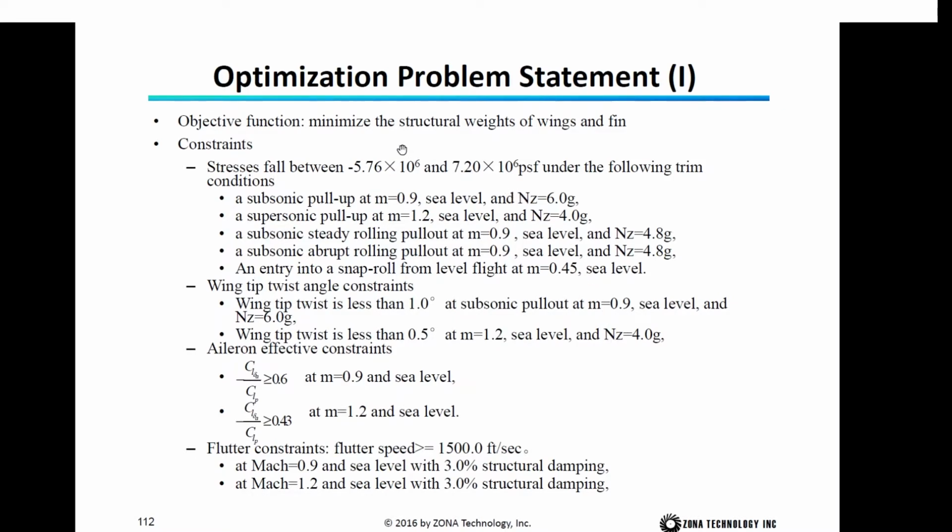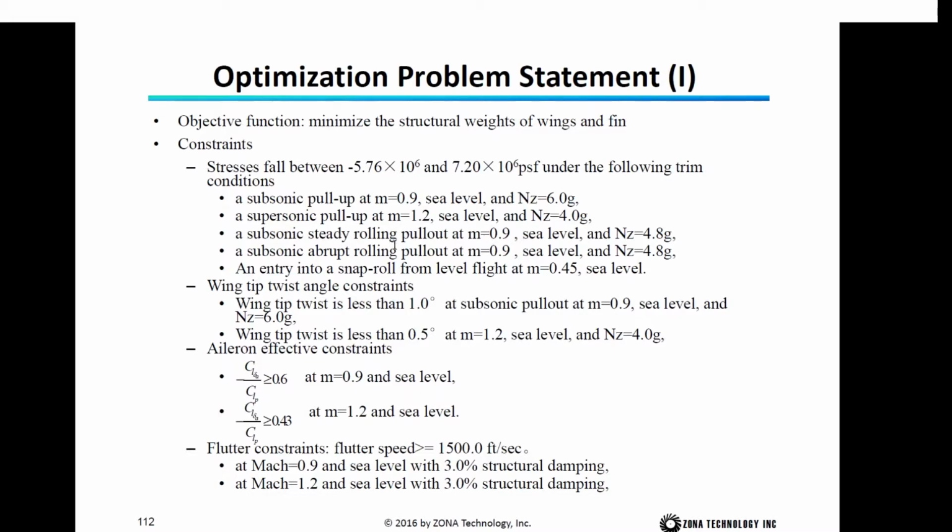We want to minimize the structural weight of the wing and fin, so we do not optimize the fuselage structure. The constraint is that stress falls between those two numbers under the following trim conditions. The first one is subsonic pull up at Mach 0.9, sea level, and load factor equals 6G. The second is supersonic pull up at Mach number 1.2, sea level, and load factor is 4G.